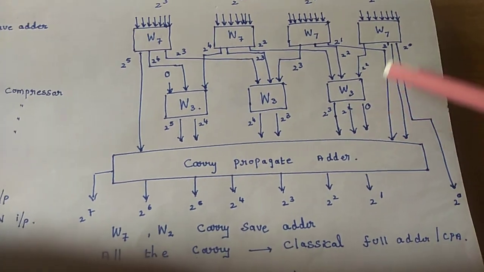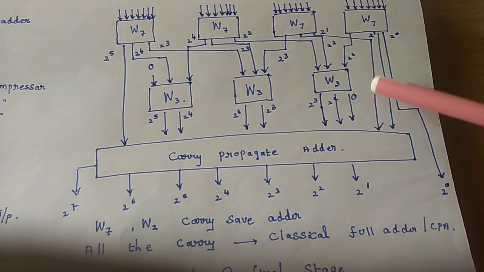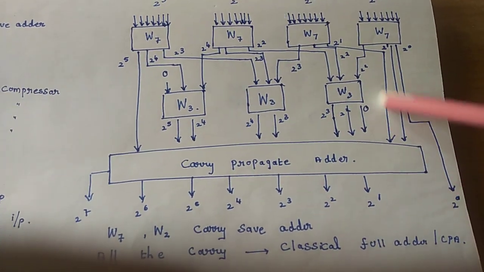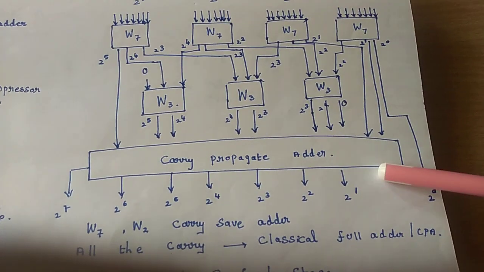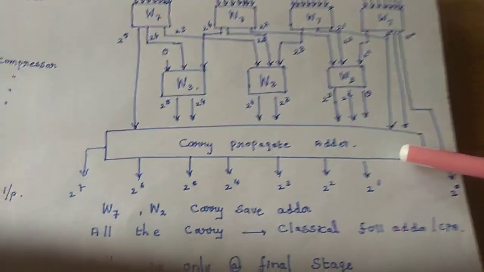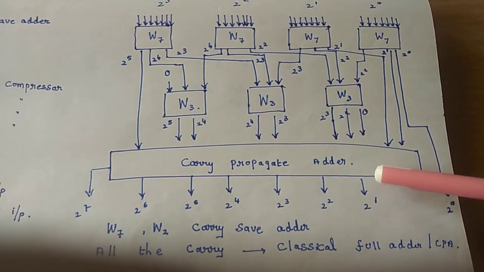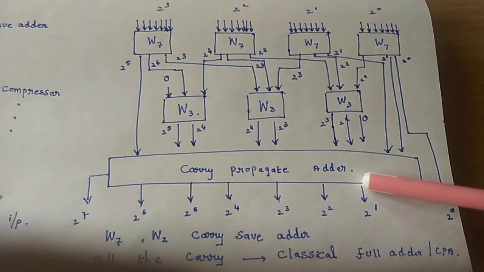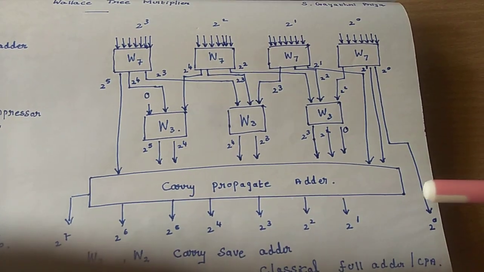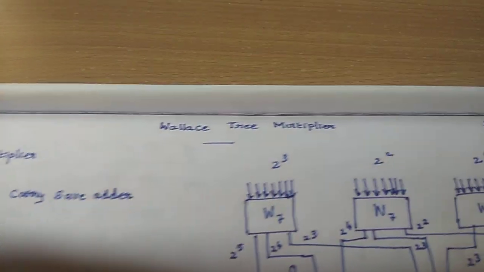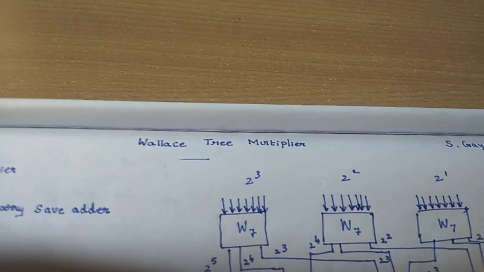So W7 and W3 are going to be the carry save adders. All the carries are then added by the classical full adder, or we can make use of carry propagate adders. The delay is only in this carry propagate adder. The remaining time is saved, and hence this Wallace tree multiplier is referred to as the fastest multiplier.